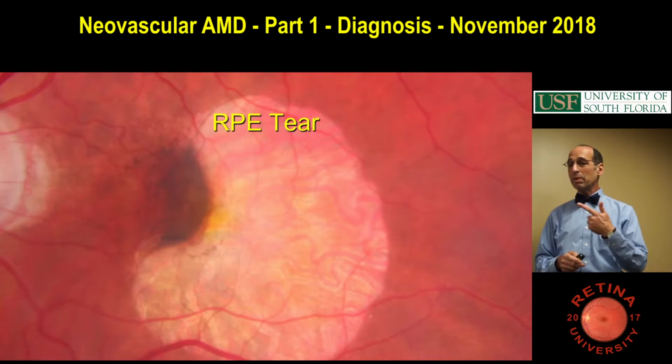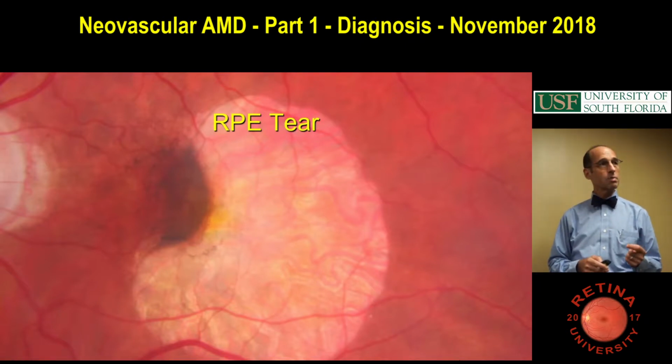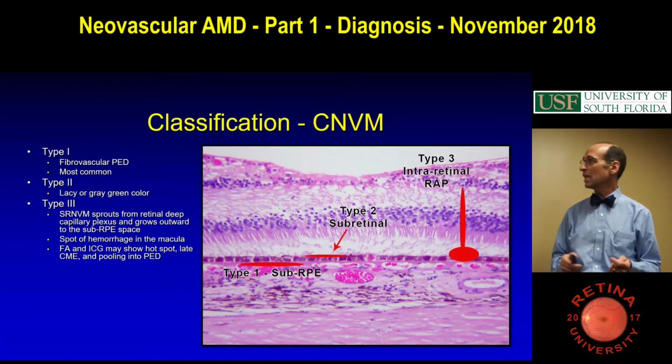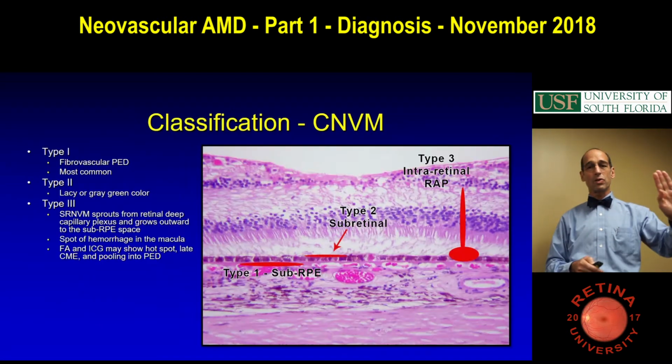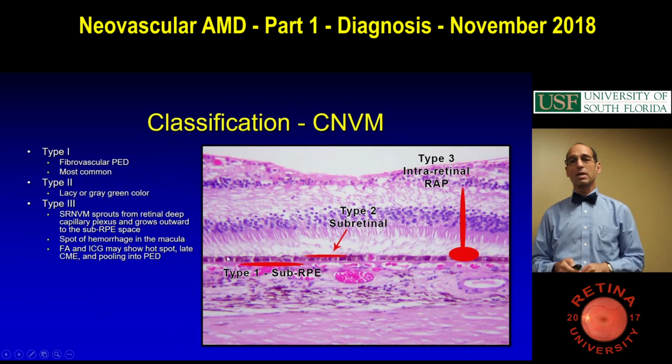I treated this eye, I believe it's 20/40. This person ended up with very good vision, and you could see the yellow pigment. The RP rip kind of goes through the fovea, but an RPE tear is something you see in wet AMD. So, classifications of CNV.